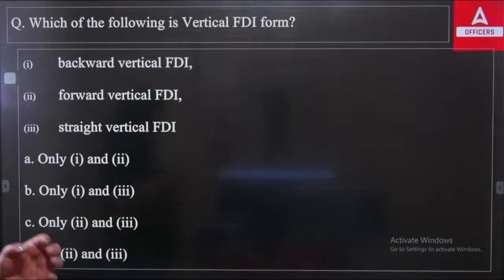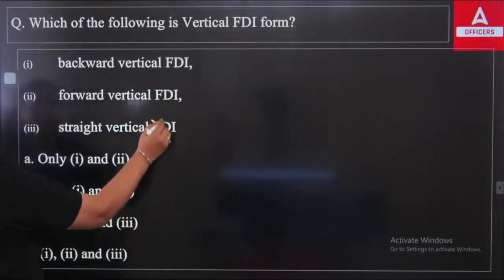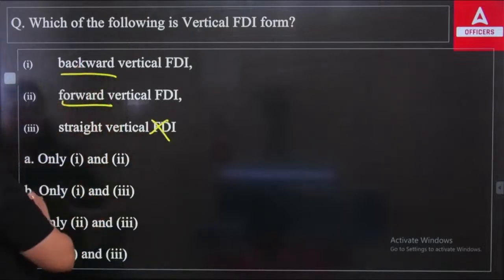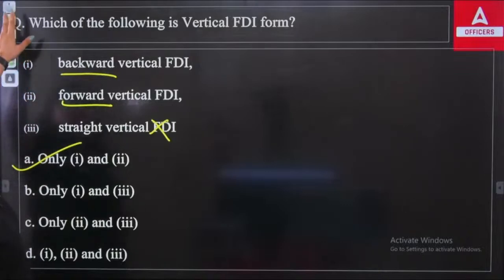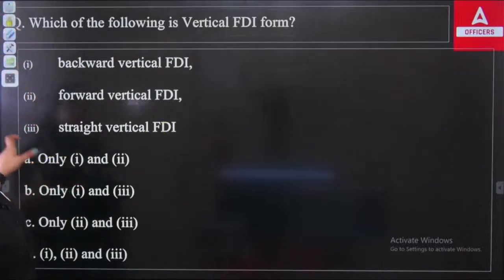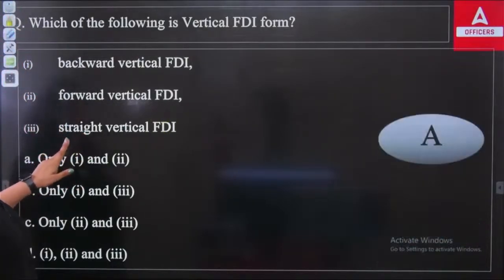Okay, very good. So the right answer is, straight vertical FDI is not a type, but yes, backward and forward are. So the first and second will be the right answer. So the right answer will be option A. Which of the following is a vertical FDI? This is backward and forward vertical FDI. The right answer will be A.